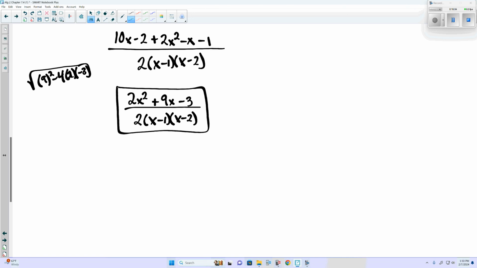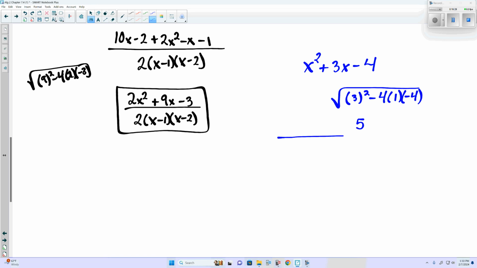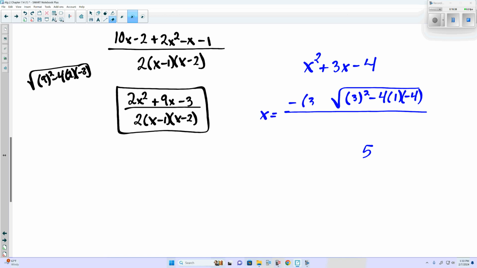Right. And really part of the reason it comes down to that is we did this yesterday with x squared plus 3x minus 4. When we took the square root of 3 squared minus 4 times 1 times negative 4, we got 5. And the reason that works is that this is part of another formula: negative b plus or minus the square root of b squared minus 4ac, all over 2a.